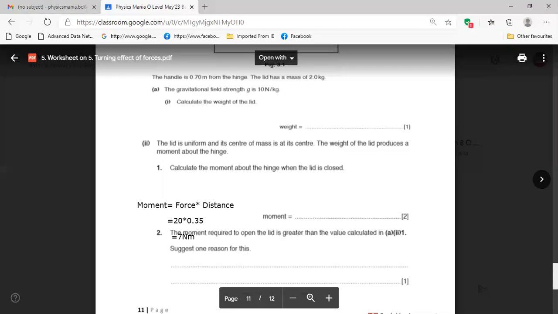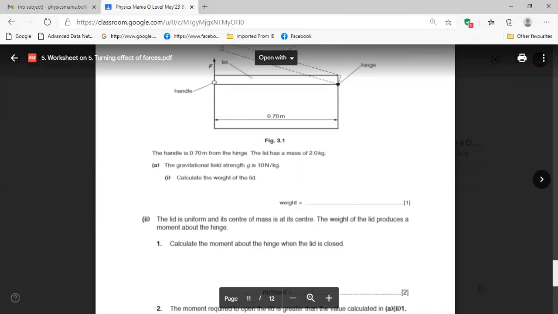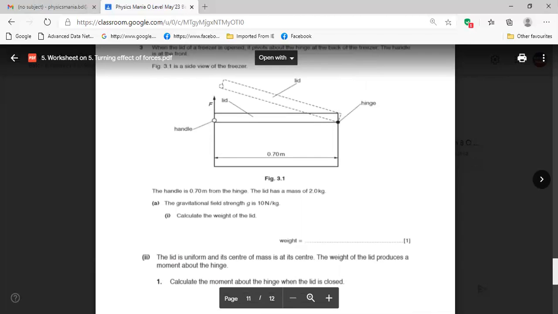Now you go to the next part. The moment required to open the lid is greater than the value calculated in A1. Suggest one reason for this. One reason is that the person is applying a force over here. Normally, if a person is pulling the door, they are applying force on the door, so we count that as well.